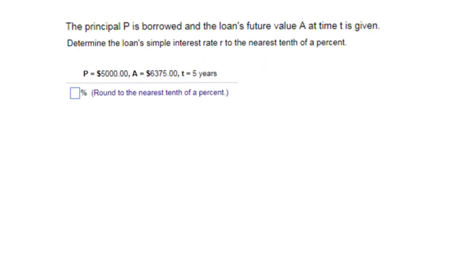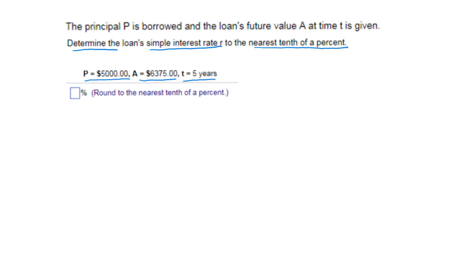The principal P is borrowed and the loan's future value A at time T is given. Determine the loan's simple interest rate. Determine the simple interest rate R to the nearest 1/10 of a percent. All right, so they gave us our principal amount, which is $5,000. They gave us the future amount, which is $6,375, and time is 5 years.